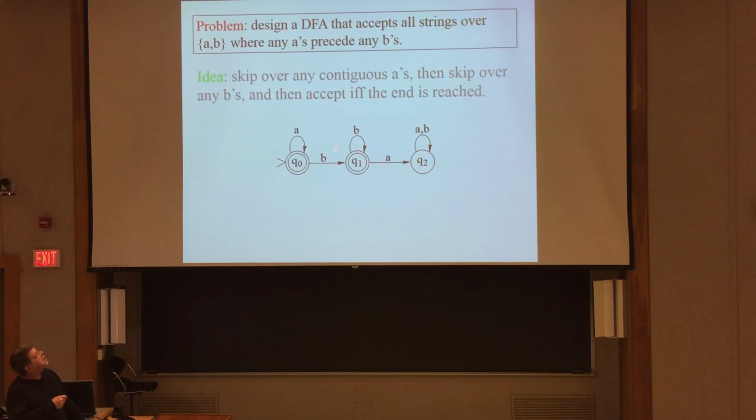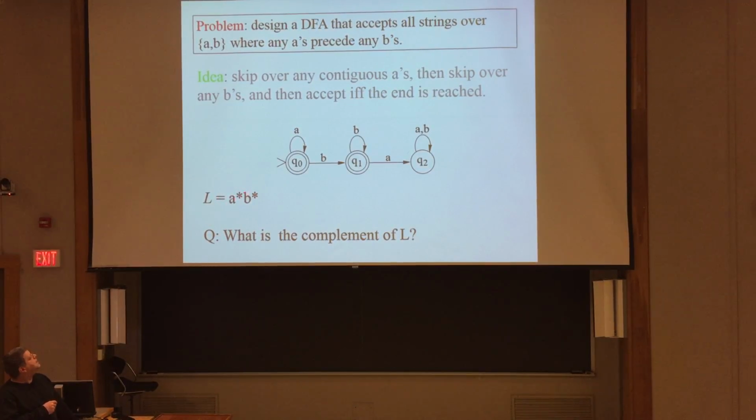So how many understand this example as accepting this language where all A's precede all B's? Okay, straightforward. And you can represent the language as a regular expression, A star, B star. Again, star is the Kleene closure. So any number of A's followed by any number of B's.